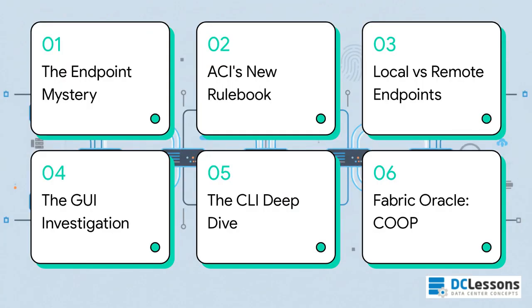Here's what we're going to cover. First, we'll talk about the kinds of mysteries we're always trying to solve as network admins. Then we'll get into ACI's totally new rulebook for learning about devices. After that, we'll dig into the tools, both in the GUI and the command line, before we finally pull back the curtain on the secret sauce, this really cool protocol called COOP that makes the whole thing tick.